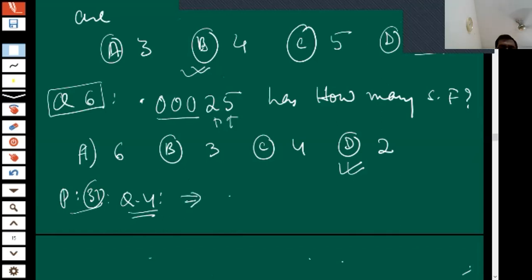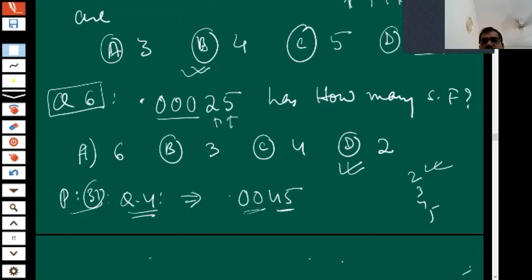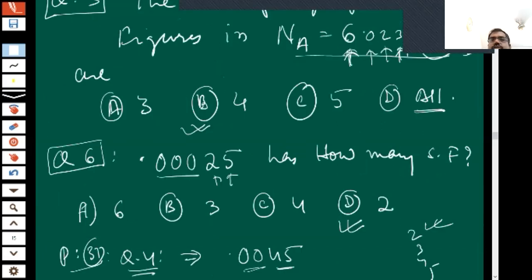See, number of significant figures in 0.0045. Options are given 2, 3, 4, 5. So these are leading zeros, so leave them, they are not significant. So 2 is the correct answer. Okay, let us see whether it is correct or not. Yes, it is correct. So in this way, children, we have to use the significant figures also.